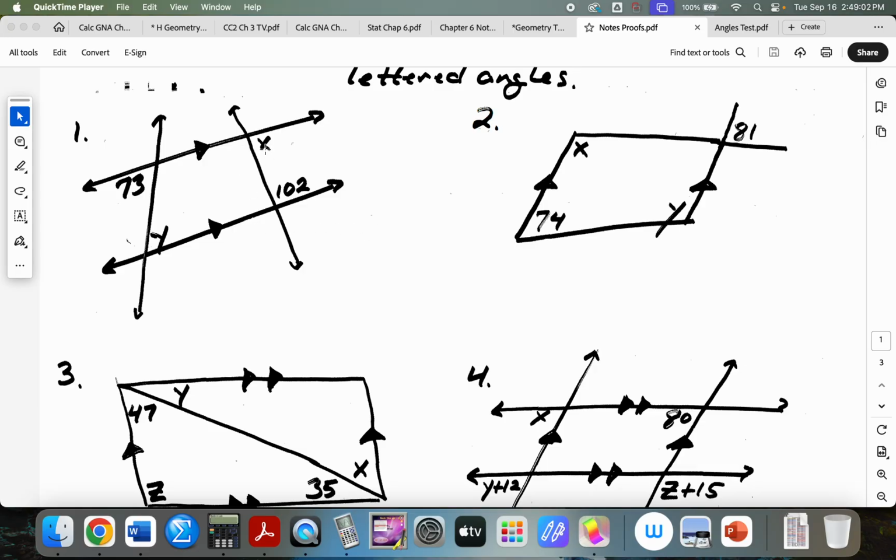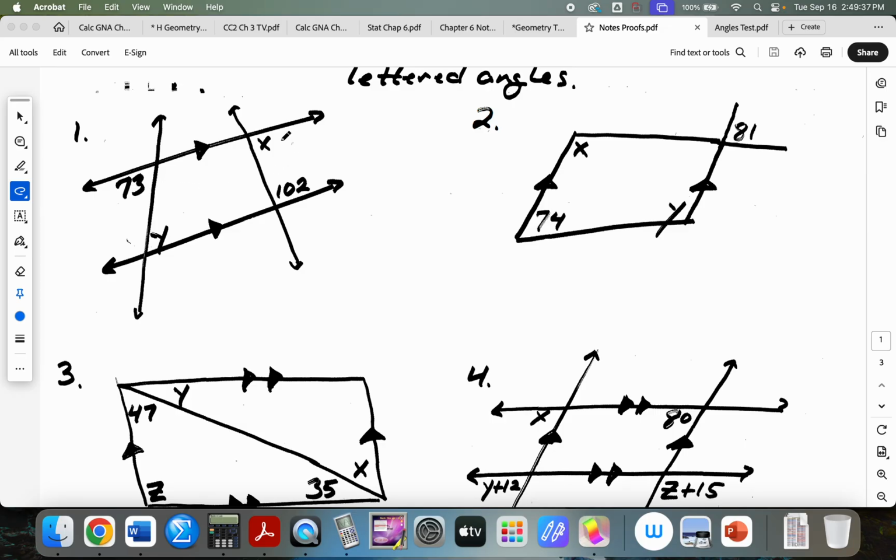if I'm looking for x, the question becomes, is x related to the 73 or is x related to the 102? It's not going to be related to both in this diagram because there are only two parallel lines. x has a line that goes across those two this way. So x is only related to the 102. x is not related in any way to the 73.